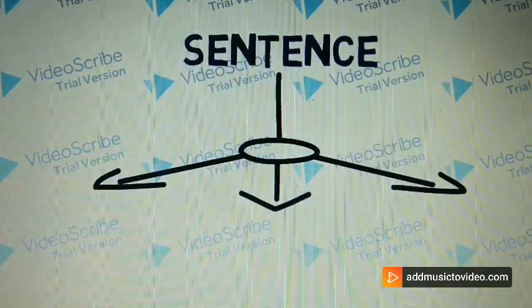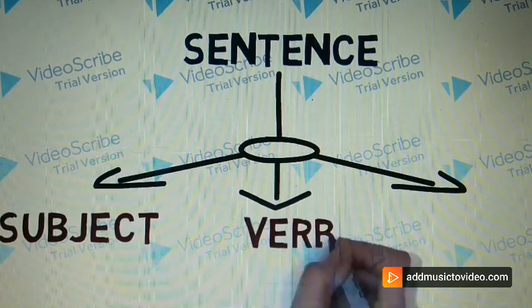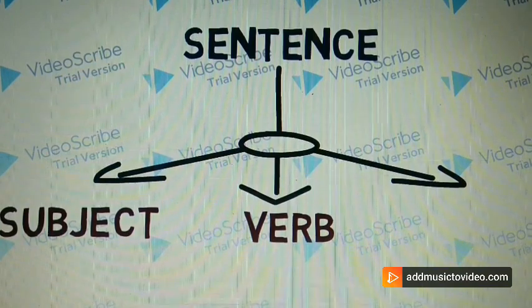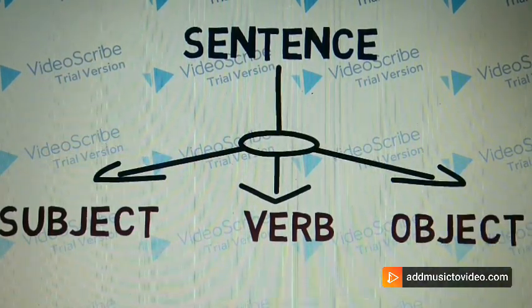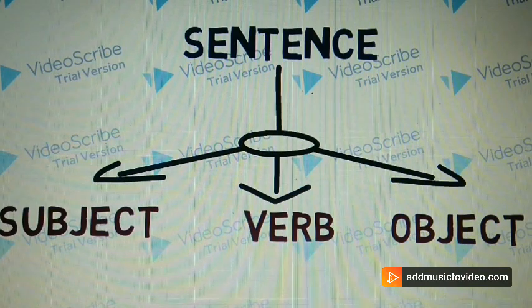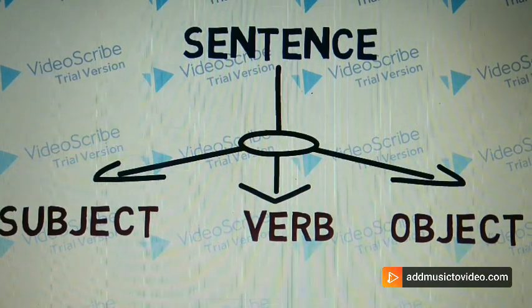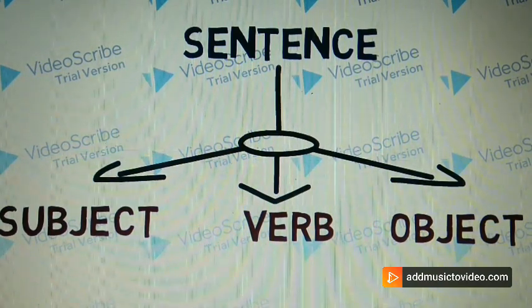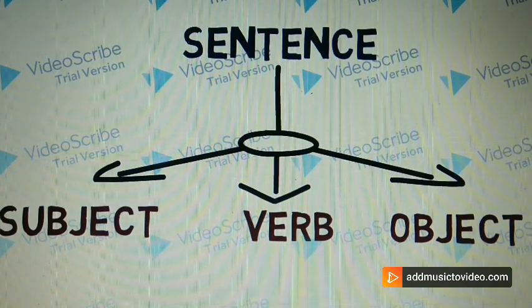All sentences have a subject and a verb. These are the vital parts of a sentence. Some sentences may also have an object after the main verb. Here, it is to be noted that only a transitive verb can have an object. An intransitive verb can never have an object.